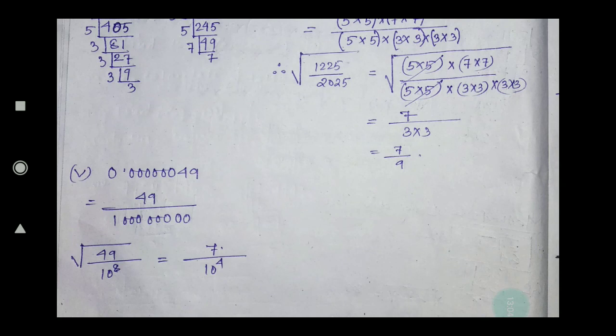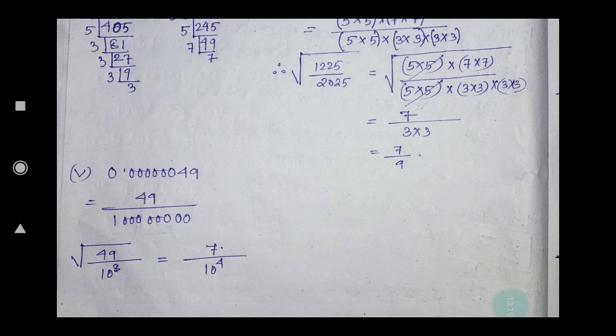Similarly, see number 5 also. It is given 0.00000049. How many decimal places are there? 1 2 3 4 5 6 7 8 decimal places. So it is 49 by 10 power 8.